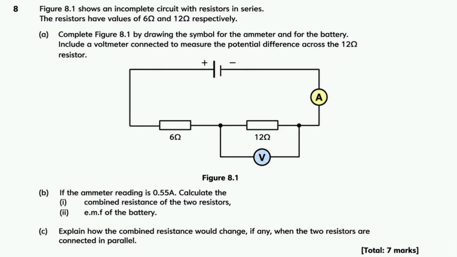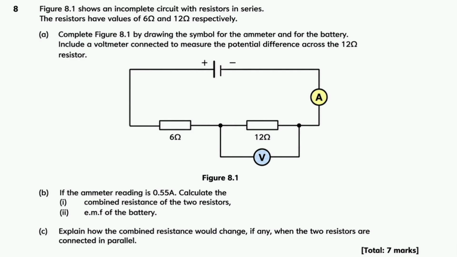So we're going to put our ammeter there on the other side where it is. Then we're going to put our voltmeter below the 12 ohm resistor. Why? Because it's parallel in that manner. Then our battery I've already included there.